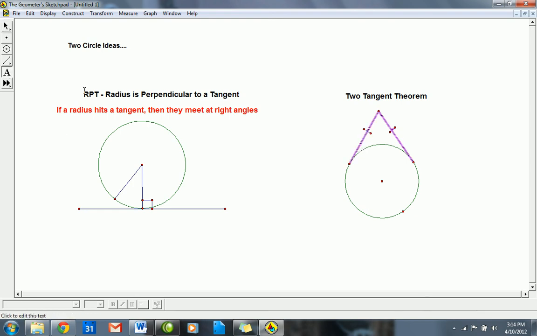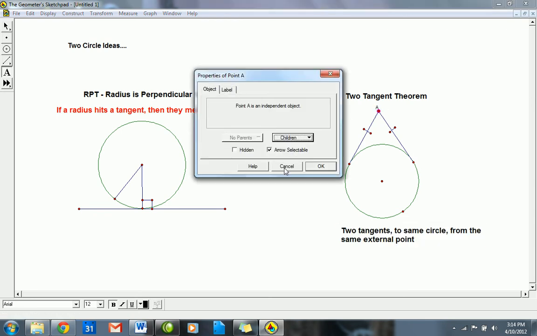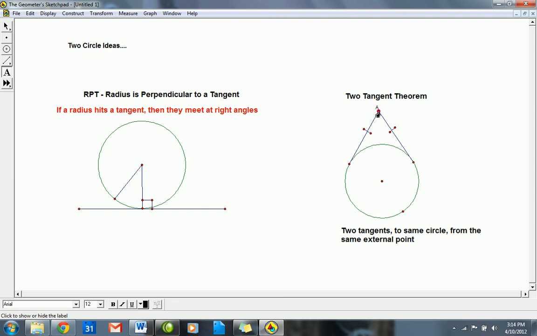So the way we would say that is two tangents to the same circle from the same point, external point. Right, here's the same external point. Right, they both originate from that point right here, A, and they both are tangent to the same circle. Then if that happens, they are congruent.